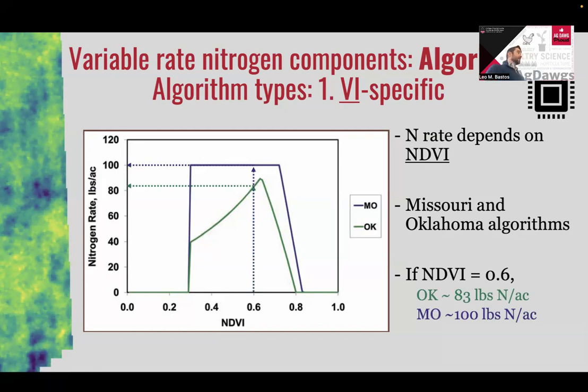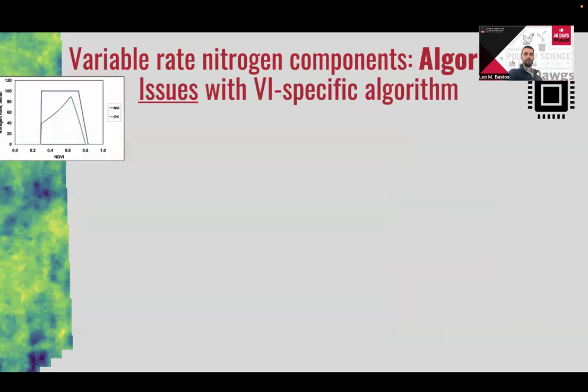However, we see that depending on the algorithm that you use, you're going to have a different answer for the same level of stress or the same level of NDVI. So here, I give an example of NDVI 0.6. You're recommending different amounts of nitrogen just because of the algorithm. So imagine the sensor being the same, you're getting different recommendations because you're using a different algorithm.